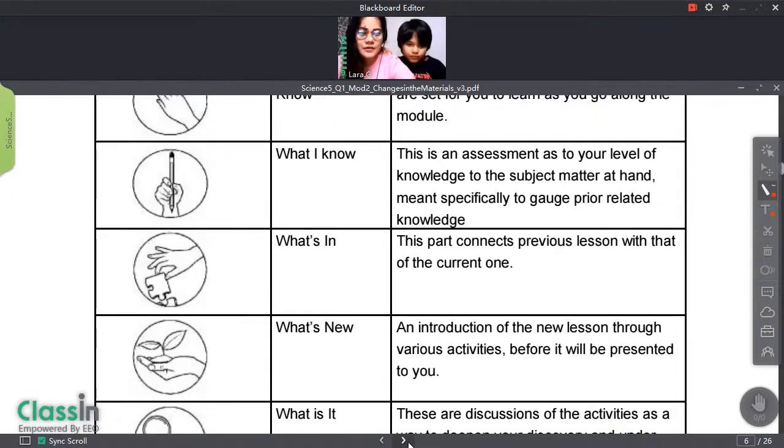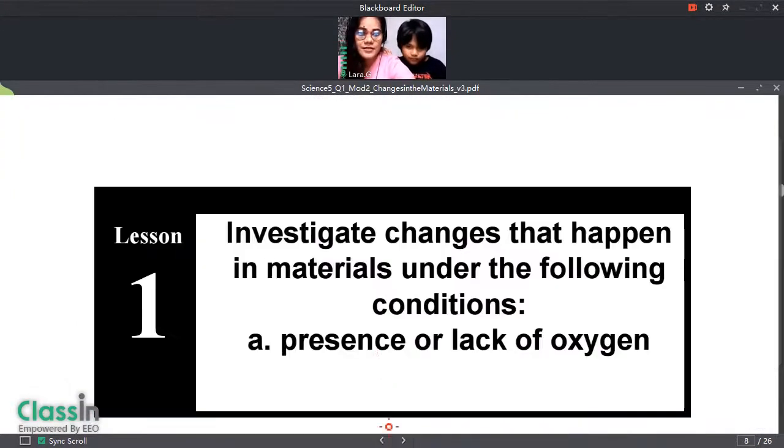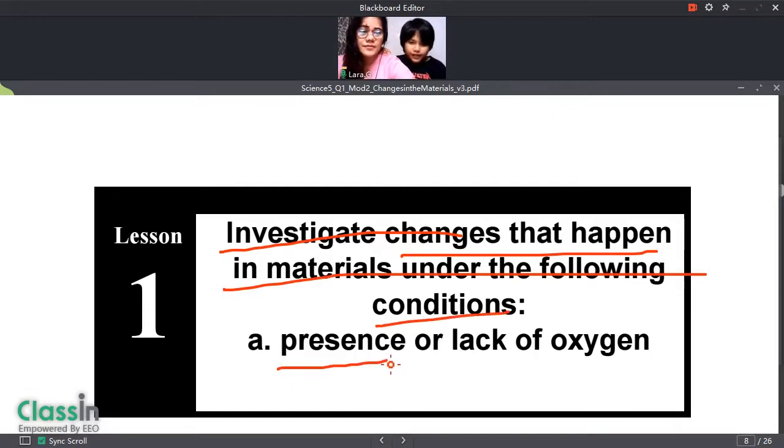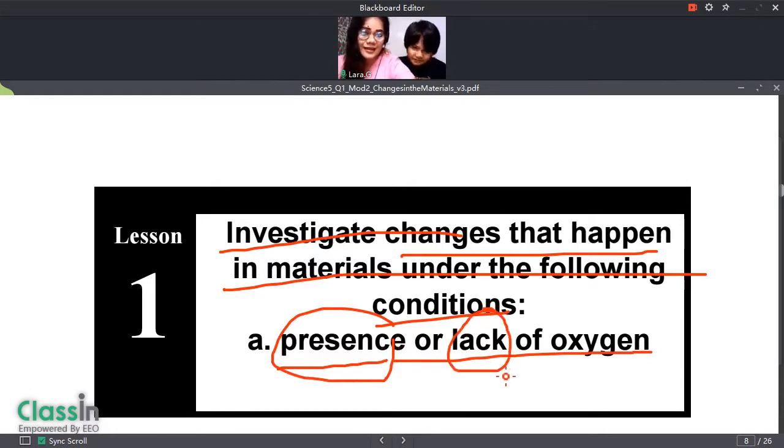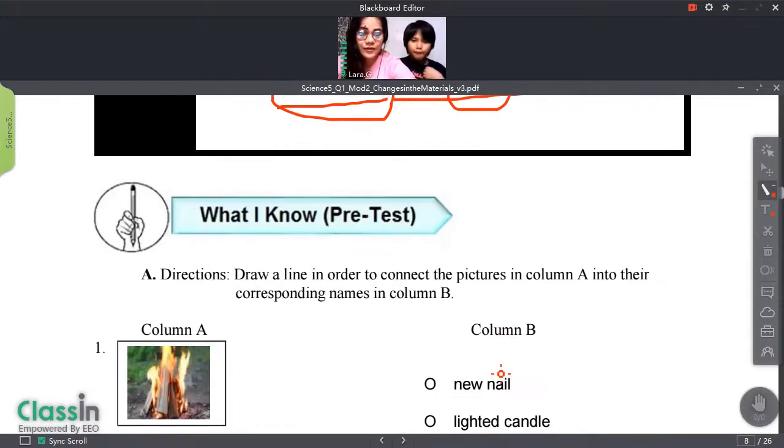Okay, so let's move forward. Yes, this one. Investigate changes that happen in materials under the following conditions. A, presence or lack of oxygen. Presence is with oxygen, right? What is lack? Lack is without oxygen, or kulang, or walay oxygen.